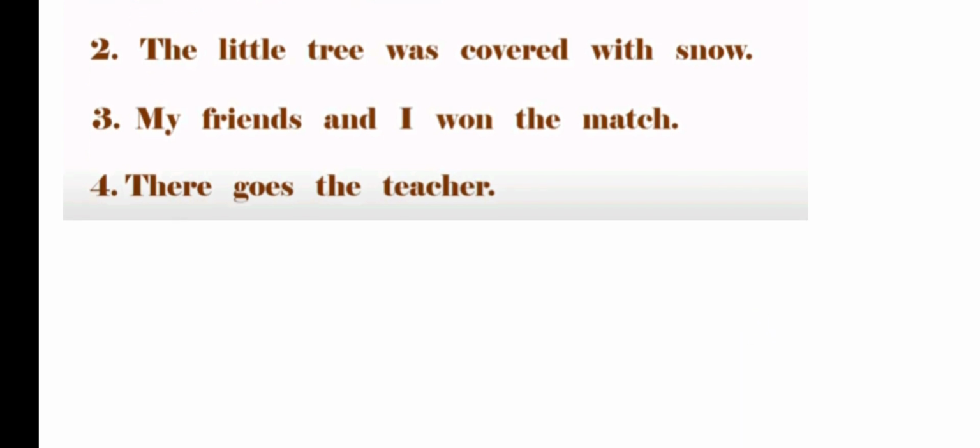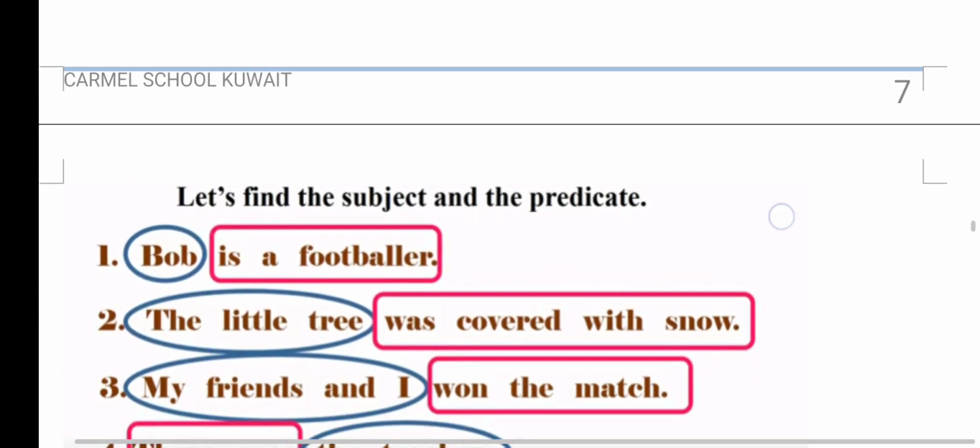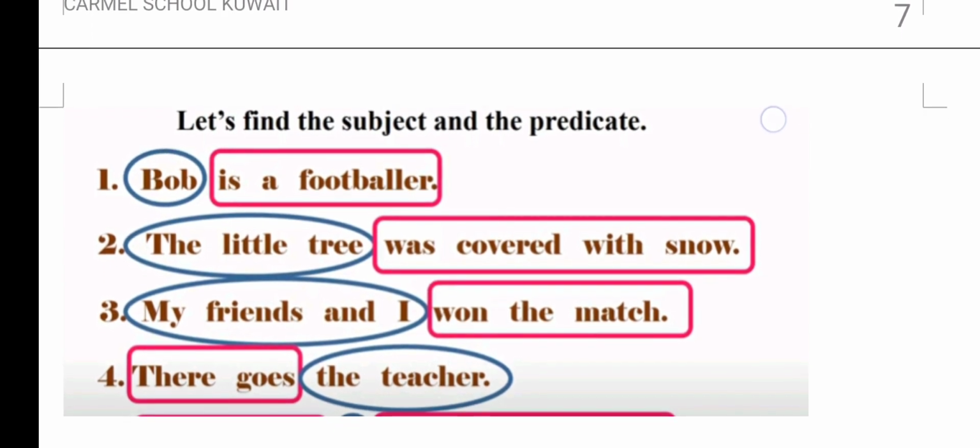So, there goes is the predicate. So, the teacher is the subject and there goes is the predicate. See how wonderful it is. In this sentence, the subject is present at the end of the sentence. Have you noticed this? You can see now very well in colors. I have shown the difference. Now, all the words circled in blue color show the subject. And the box in pink color shows the predicate.